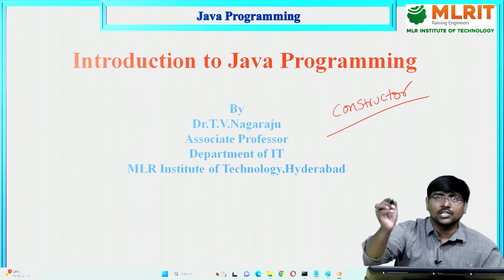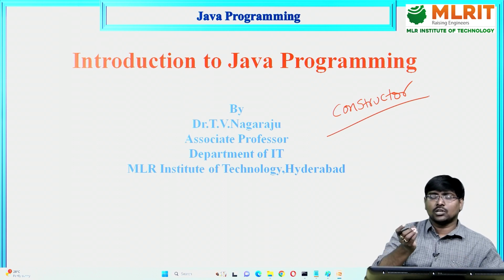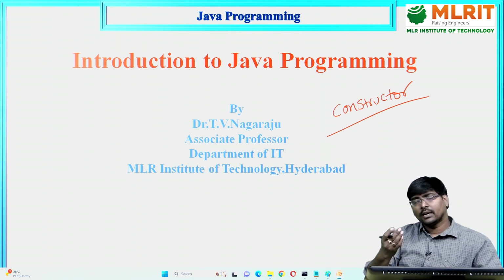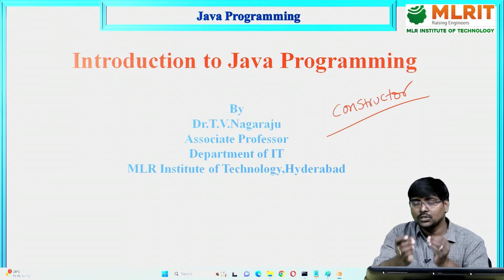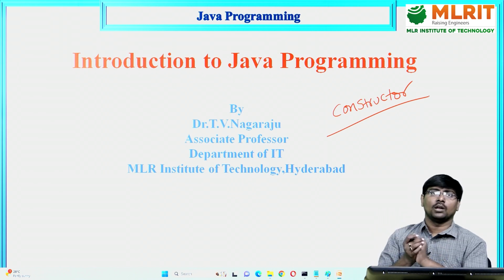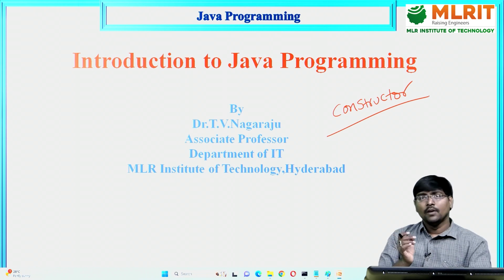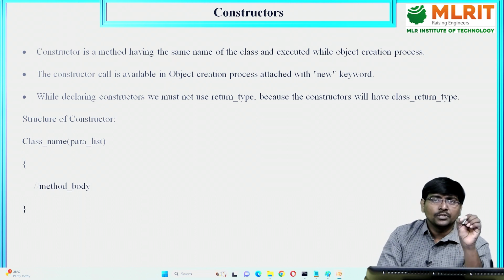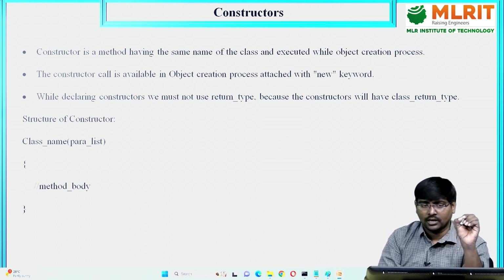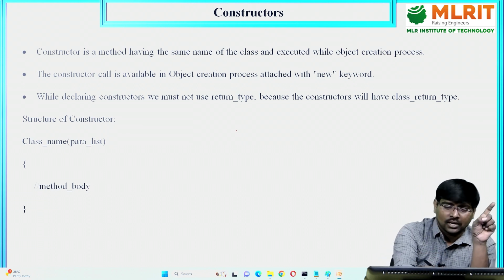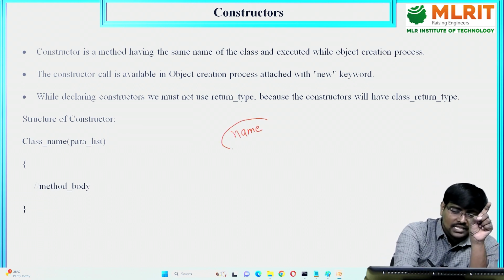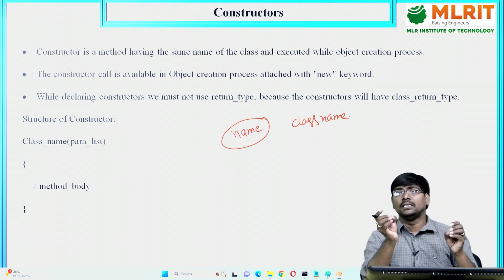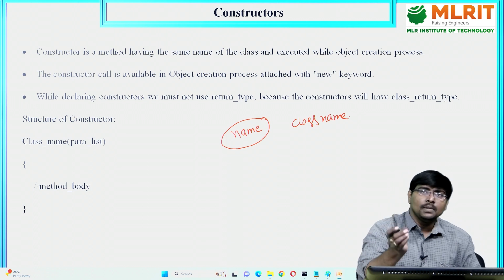So, in this session, we will discuss what is constructor, what are the different types of constructor, how we are executing the constructor, and what is the use of this constructor in your programming. We will discuss all these things. First of all, what is a constructor? Simple thing. We have some properties to define a constructor. The name of the constructor is same as class name. For example, if the class name is sample, the constructor name is also sample.